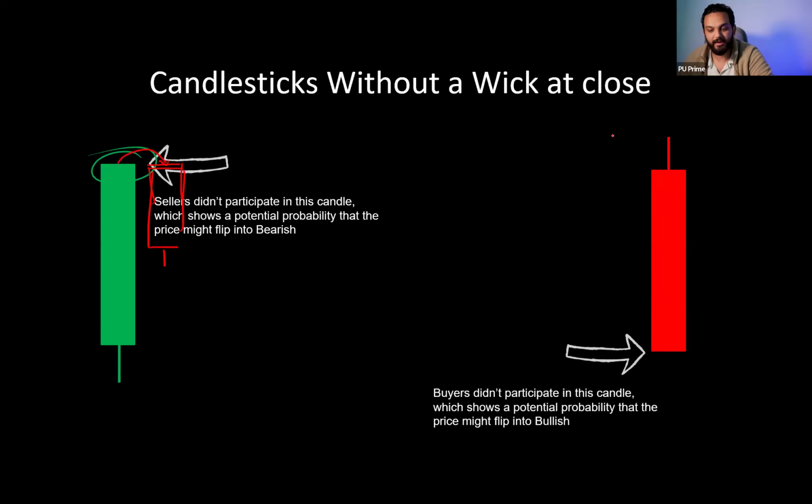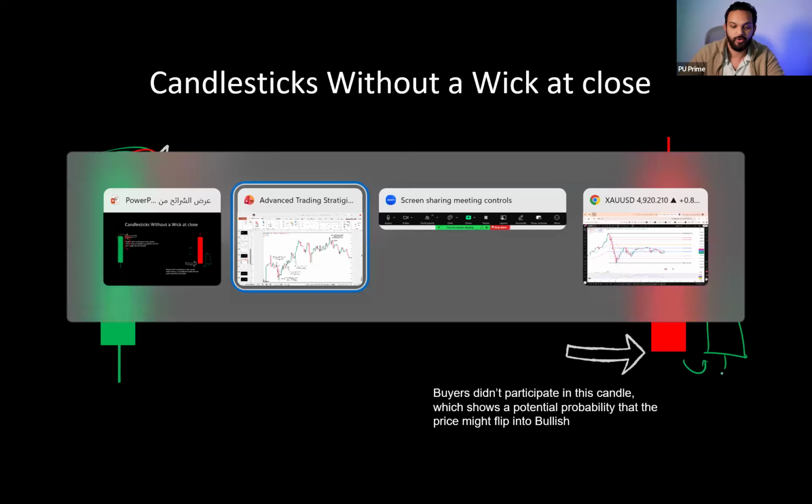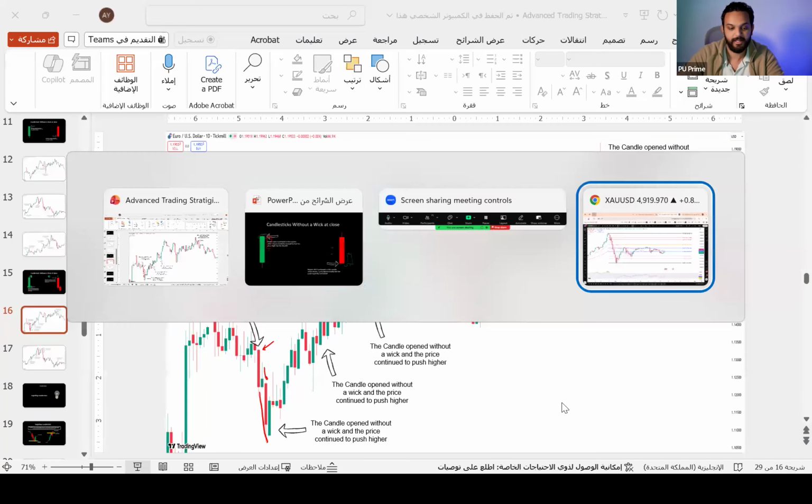The same thing here. If the candle has closed without a wick, I'm expecting that the buyers did not participate in this selling, whether on the 15-minute chart, 1-hour candle, or 4-hour. They didn't participate at all. So what happened? I think there is a high probability that the price might flip, because the buyers who didn't participate in this 1 hour or 15 minutes or whatsoever are going to take the chance on the next candle, right? So let me show you some examples here.